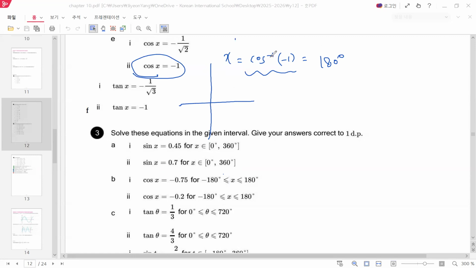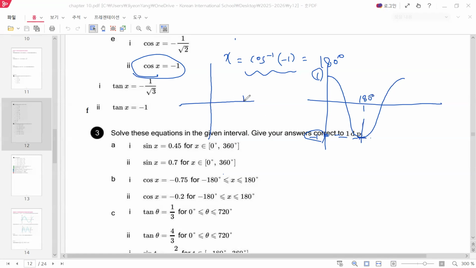Cosine inverse of -1. So firstly, you can use the cosine graph. This is 1 and this is -1. So there is only one angle which satisfies cosine value as -1, which is half of 1 period, 180.